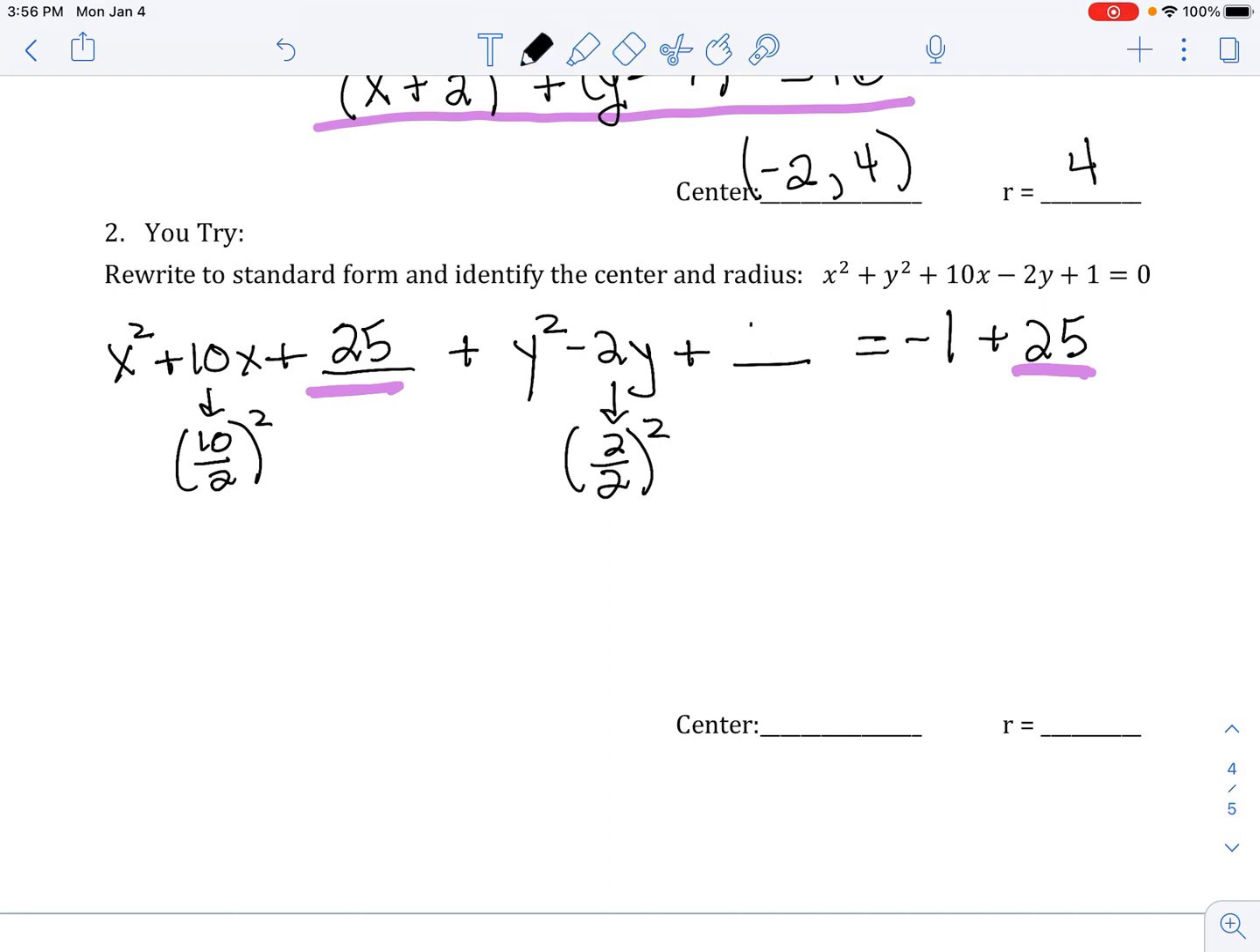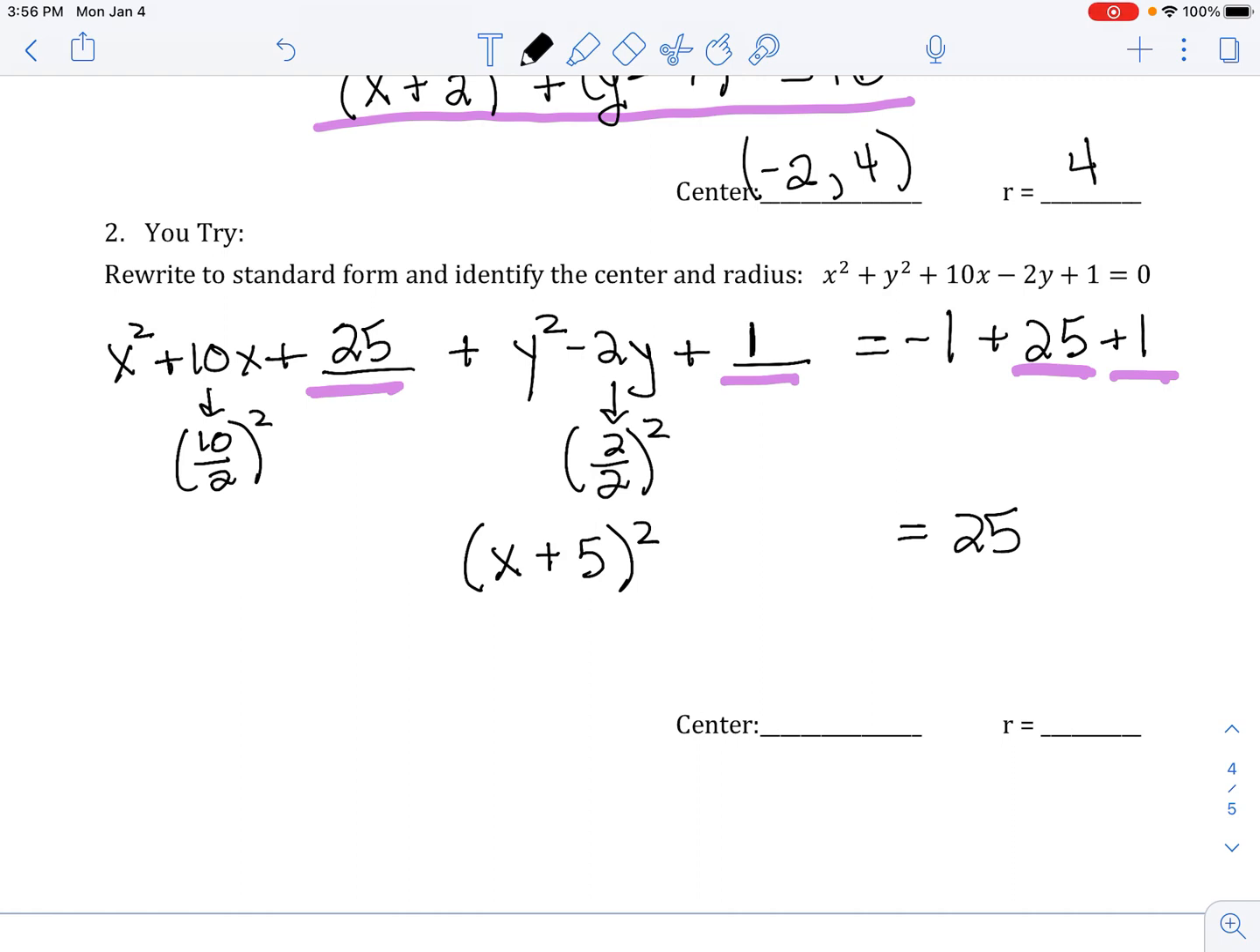So 2 divided by 2 is 1, squared is 1. Sorry, we're dividing by 2 and then squaring. And then we're going to add it to the other side. All right, on this side, we're going to get a 25. On the left side, we are going to factor the perfect square trinomial. X squared plus 10x plus 25 factors into x plus 5 squared.